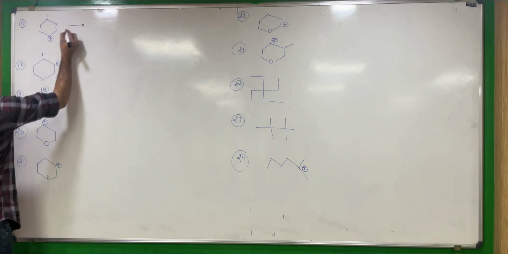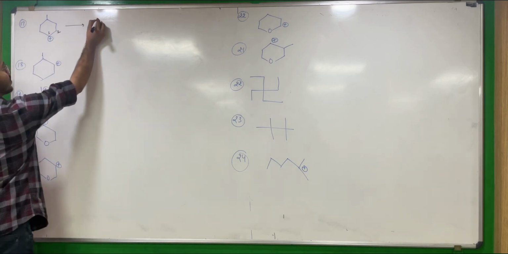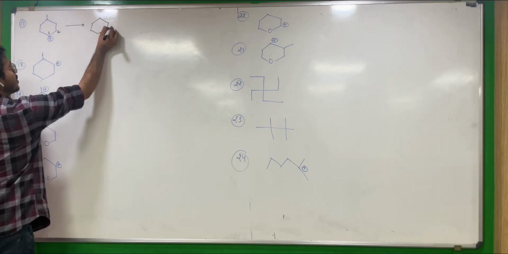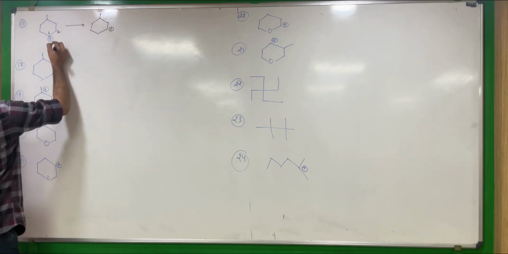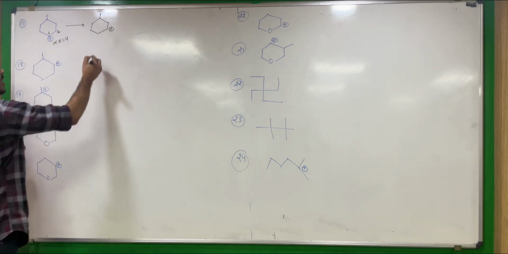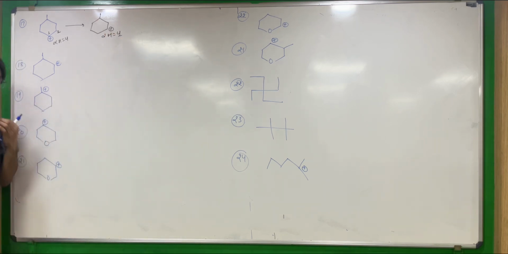Now tell me, in this case, if this is carbon number 1 and this is carbon number 2, if a hydride shift is taking place, if a 1, 2 shift is taking place, this carbocation will form. Now this is alpha, in this case alpha hydrogen is equal to 4, and in this case also alpha hydrogen is equal to 4.